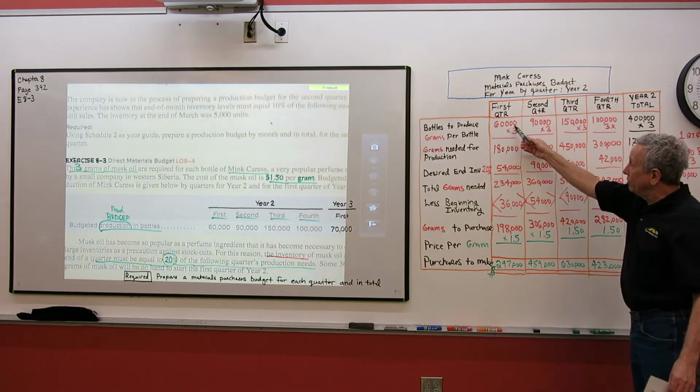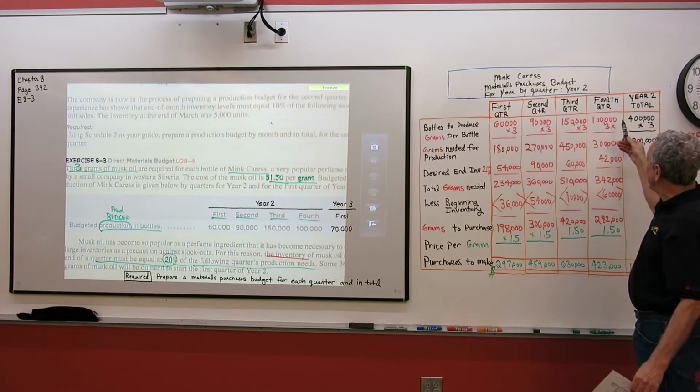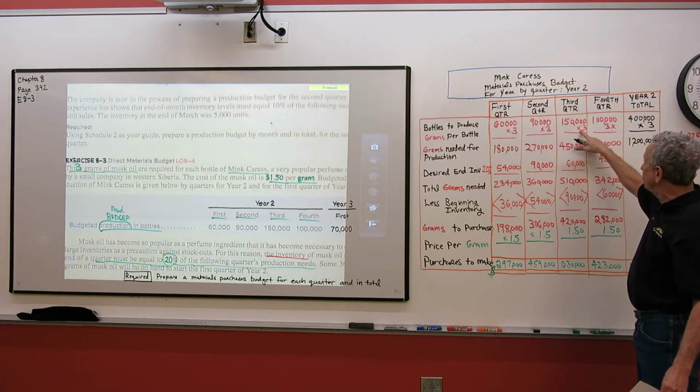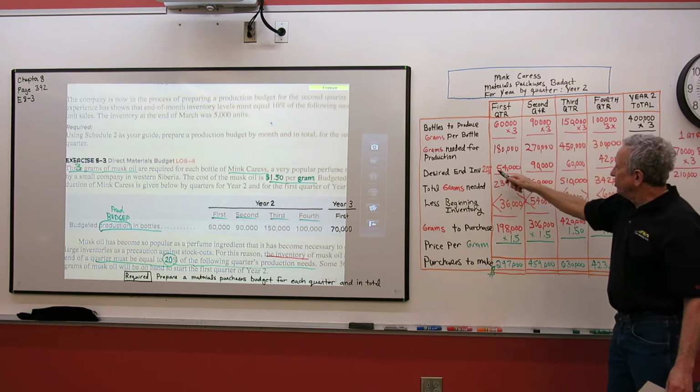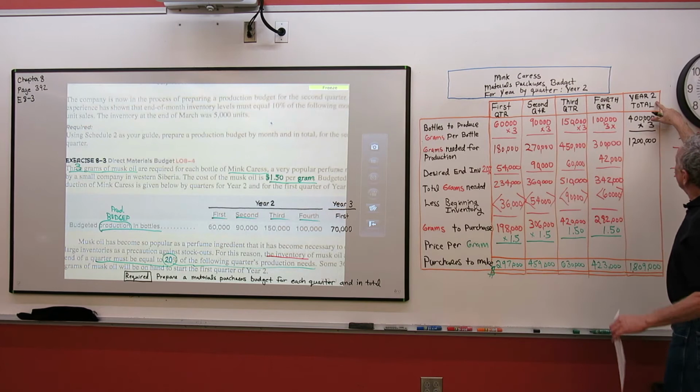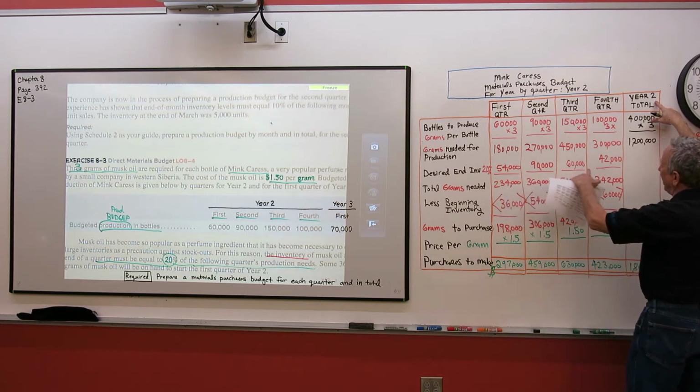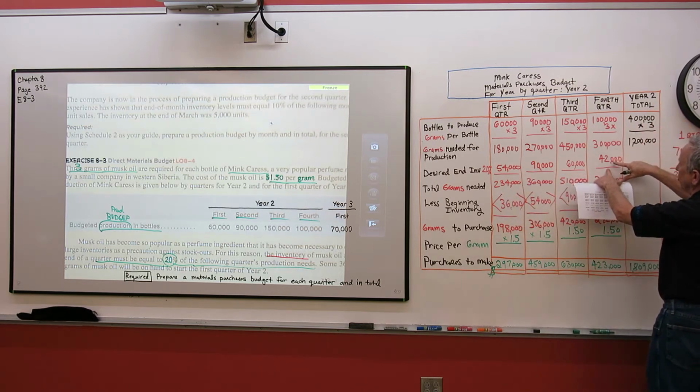These are really bottles. These are individual bottles I'm going to make. And these are individual grams that I'm going to have to get. So these can all be cross-footed. Now the desired ending inventory for the year, what's going to be the desired ending inventory of the year? Well, the fourth quarter and the end of the year are one and the same. So it's going to be 42,000.